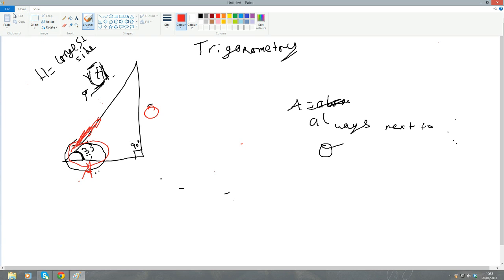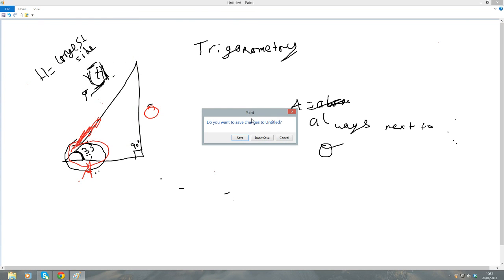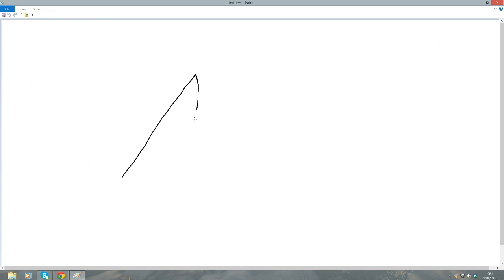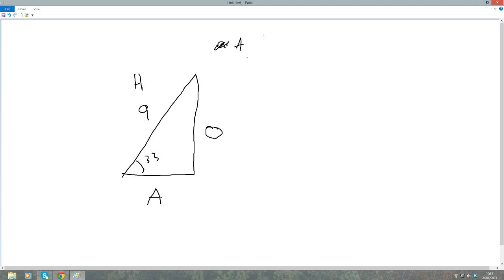So, let's just draw that out again. So we know that's 9, that's the hypotenuse. We know that's 33, we know this side is A, we know this side is O. At the moment, we don't know which side we want to find out. So in the question it would say find out angle A, for an example, or O, or H, or whatever really. But most times, sometimes they say X and they replace O with X. That basically wants you to find out X.